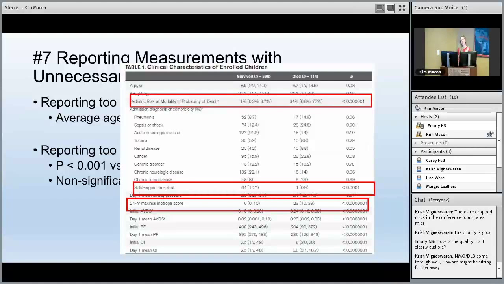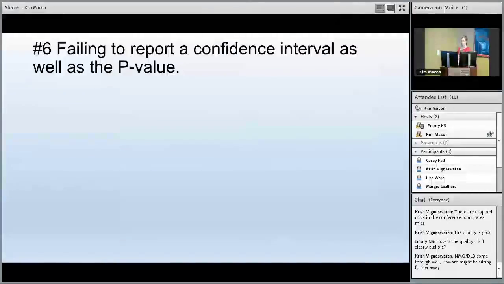I think neurosurgery actually does a pretty good job of how you report your p-values. But in general, if it's not significant, 2 digits is fine. If it's significant, 3 digits is fine. And you should never report anything less than 0.001. Just less than 0.001. That's all you need to do.